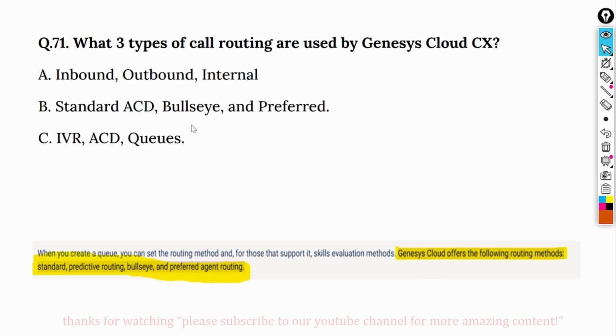So here I have added the snippet for the analysis, which helps to understand. Genesis Cloud offers the following routing methods: standard, predictive, boolean, and preference. So we have to select which one: standard, boolean, and preference. So this is the correct answer for our question 71. So let's continue.